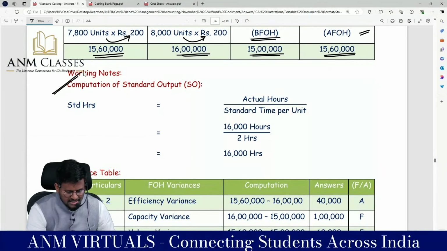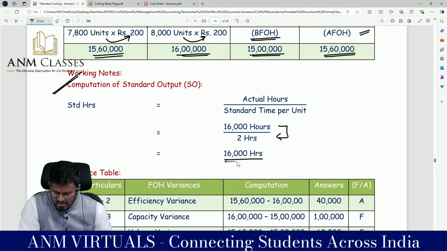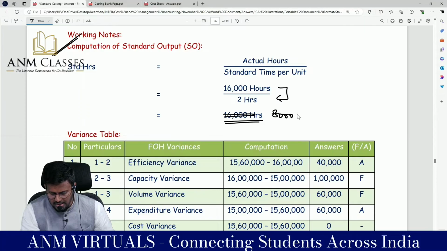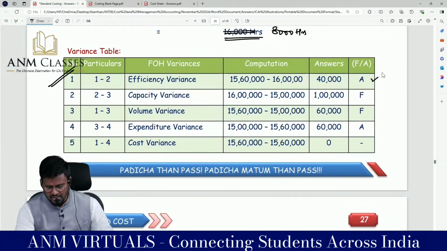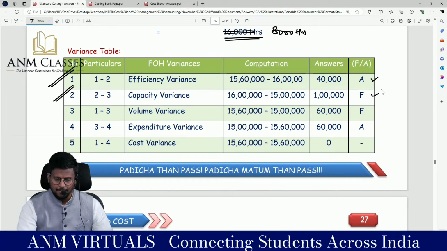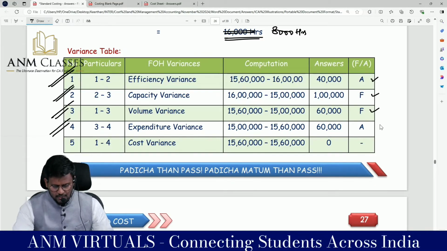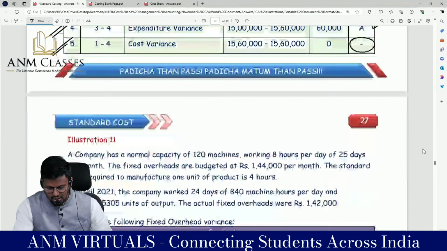Sir, shall we calculate the standard output? Yes. Standard output is hours divided by standard time. Do you remember? Yes, which is 16,000 hours divided by 2 hours, comes to 8,000 units. Are you really with me? Yes, sir. So 1 minus 2 is fixed overhead, which is 40,000. 2 minus 3 is 1 lakh. 1 minus 3 is 60,000. Sir, 3 minus 4 is expenditure variance, 60,000. 1 minus 4 is cost variance, which is nil. Are you all really with me?